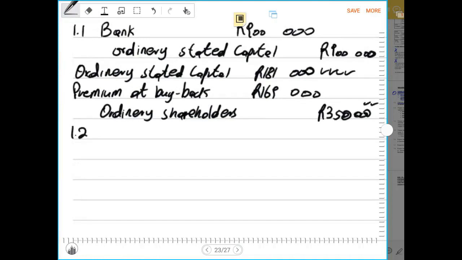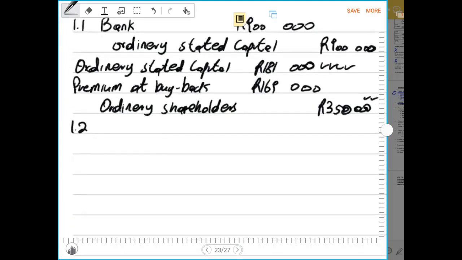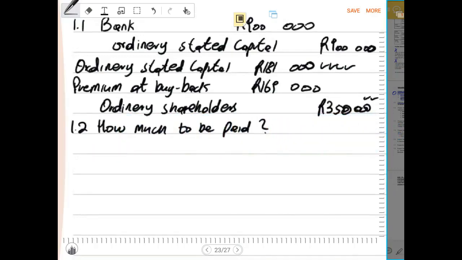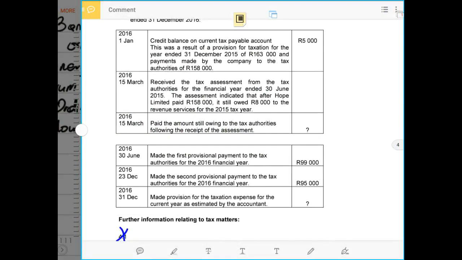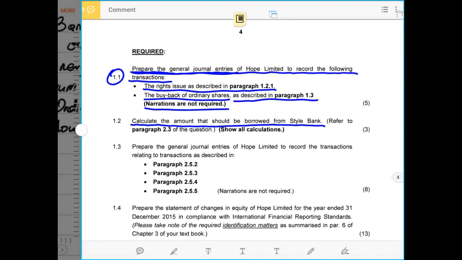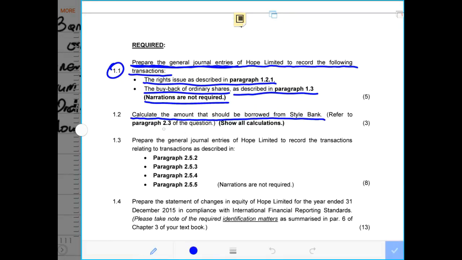And under 1.2, we first need to know how much is to be paid. Let me just write this as a question. How much to be paid? Don't write this, please, when you write an exam. The minute I know how much to be paid, then I will know how much to raise in the form of the loan. We know that this was because of the redemption of preference shares. This entry has to do with the redemption of preference shares, because it refers us to 2.3.